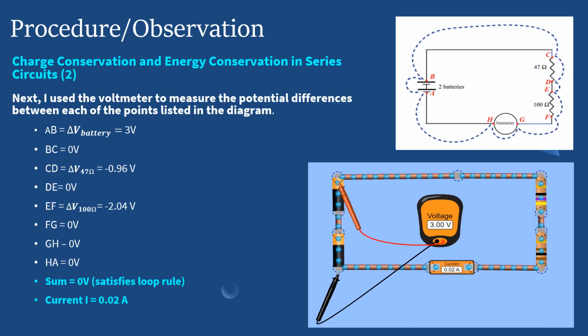Here, I used the voltmeter to measure the potential differences between each of the points listed in the diagram. For most of the points, I got a potential difference of 0 volts, but for the potential difference of the battery, I got a value of 3 volts. For the 47 ohm resistor, I got a value of negative 0.96 volts, and for the 100 ohm resistor, I got negative 2.04 volts. We can tell that this satisfies the loop rule because the sum of all the potential differences is 0.